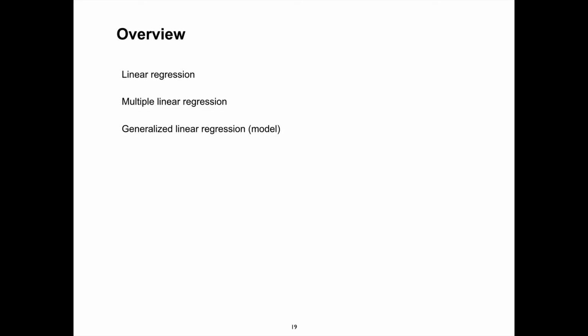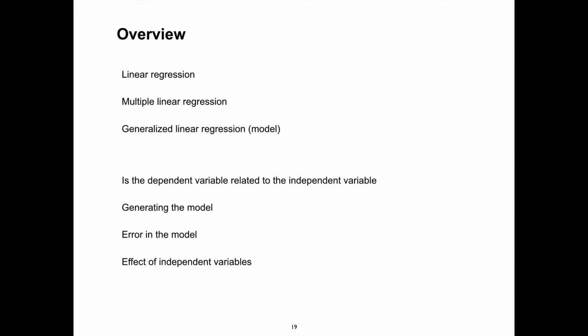Yeah, so there are different types of regression. The simplest one is linear regression. So, yeah, we want to know how we generate the model, what the error in the model is, and the effect of the independent variables, right? It's called linear regression because we're going to create a linear function for it, right?